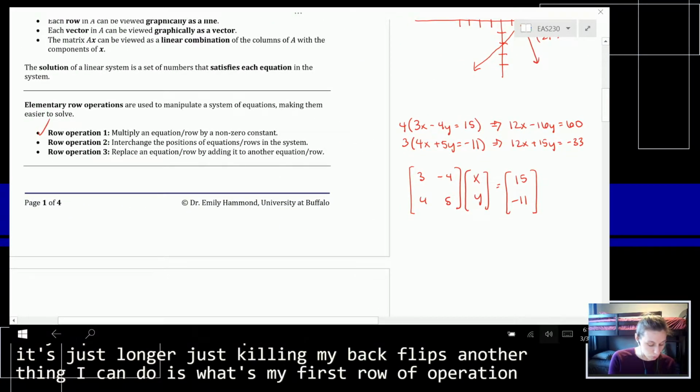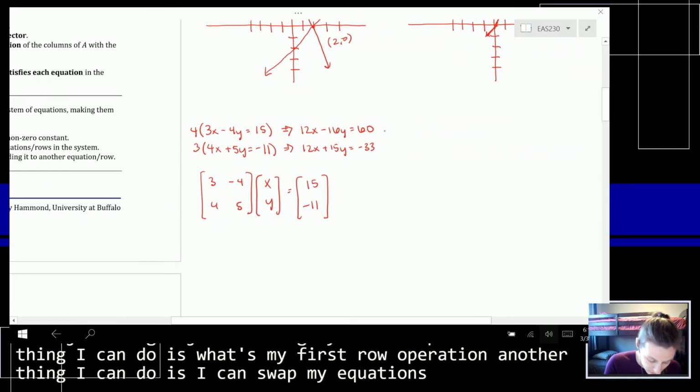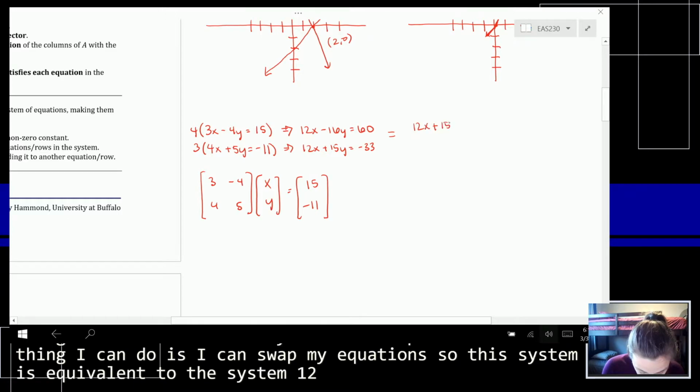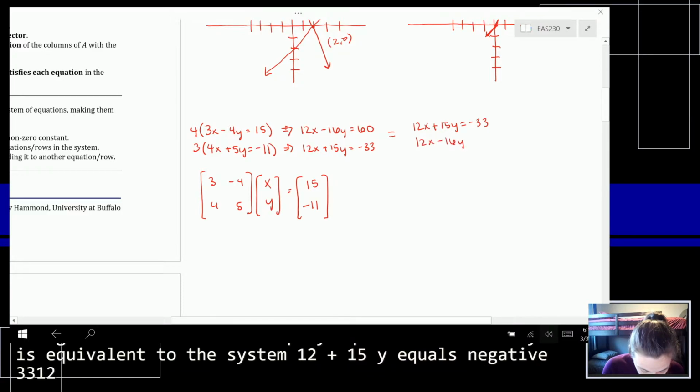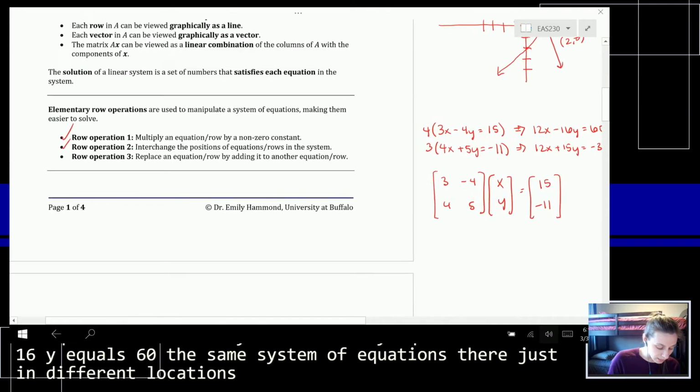Another thing I can do is I can swap my equations. So this system is equivalent to this system. 12x plus 15y equals negative 33. 12x minus 16y equals 60. It's the same system of equations. They're just in different locations. That's the second thing I can do.